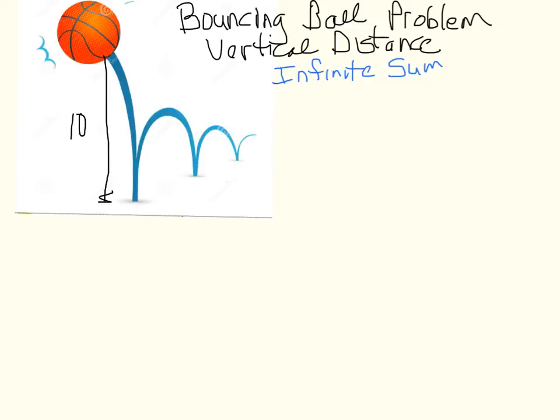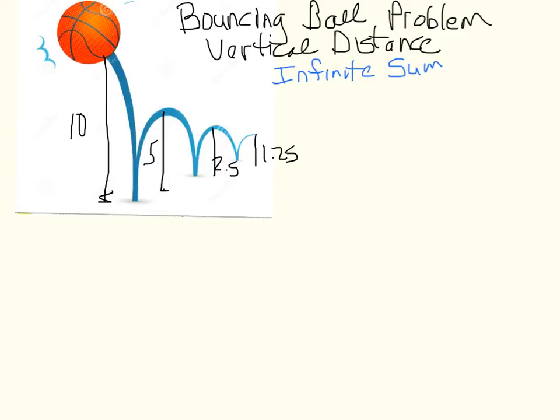Going back to the story, we're going to say that this ball bounces half of the way up from the previous bounce. So it's going to be half the distance it was previously. So the next bounce would be 5 feet. And then the next bounce would be half of that, which would be 2.5. And the next bounce from that would be 1.25, and so forth.